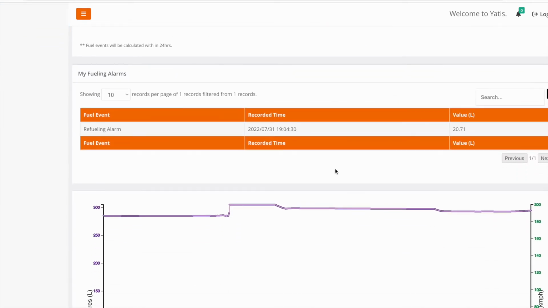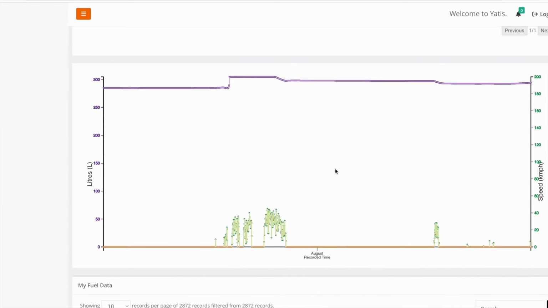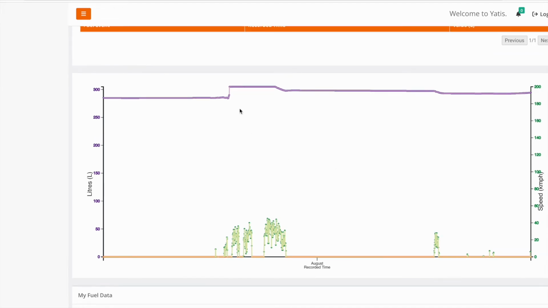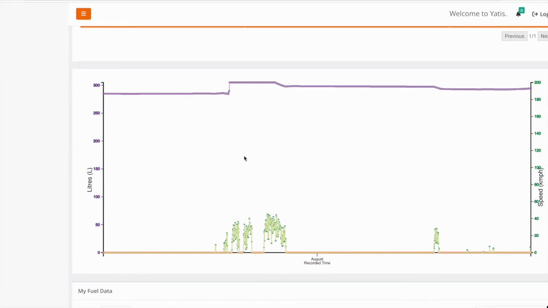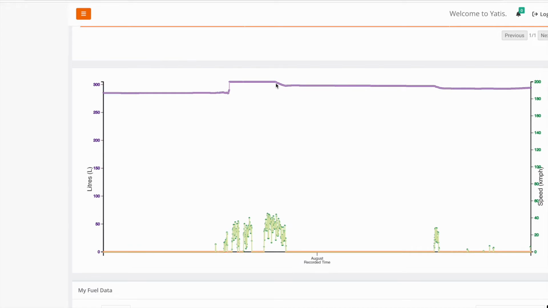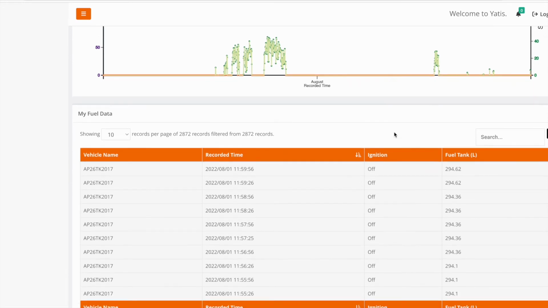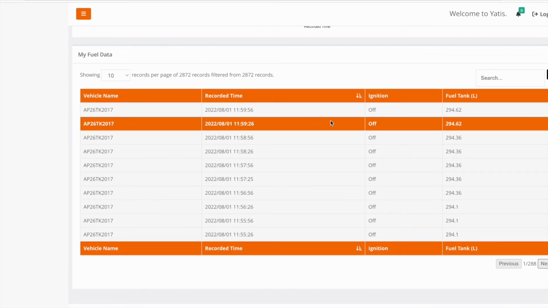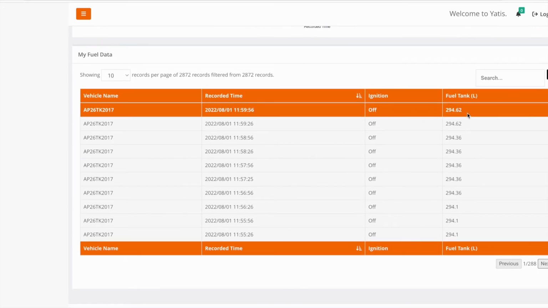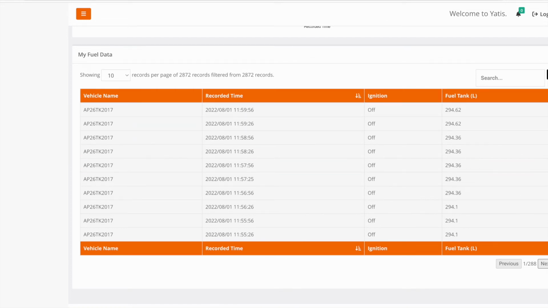Here we have a graphical representation of what happened at the fuel tank. We can see a refueling event over here where the fuel in the tank went up, and as you can see, when the vehicle is moving, the fuel in the tank is reducing. If you want the actual levels of the fuel in the tank, you can see it in this table below, which is also downloadable in Excel.